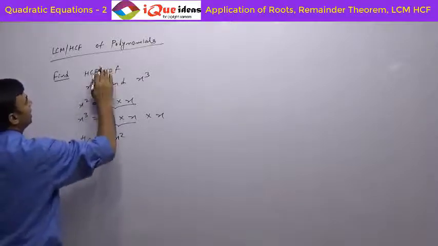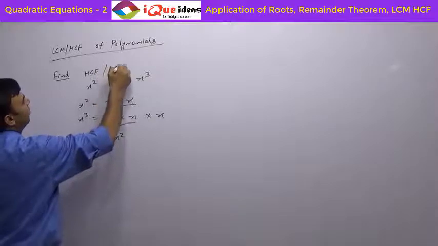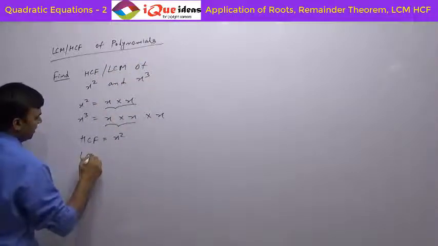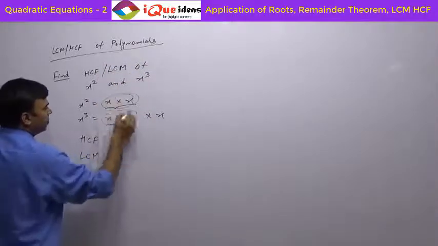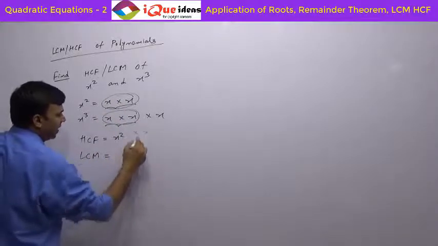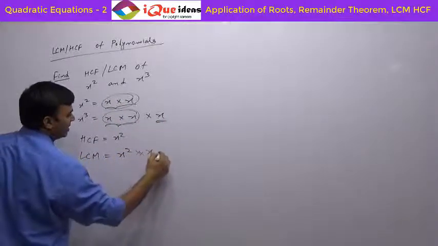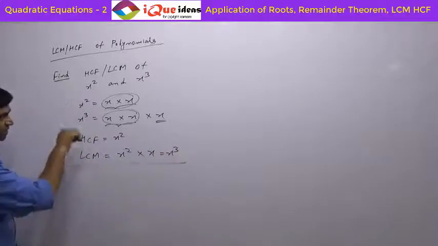And what is, let's say, HCF and LCM also. So what is LCM in this case? In case of LCM, the common part has to be taken only once, so x square, into the remaining part everywhere, so x, so it is x cube. Now this was very simple.